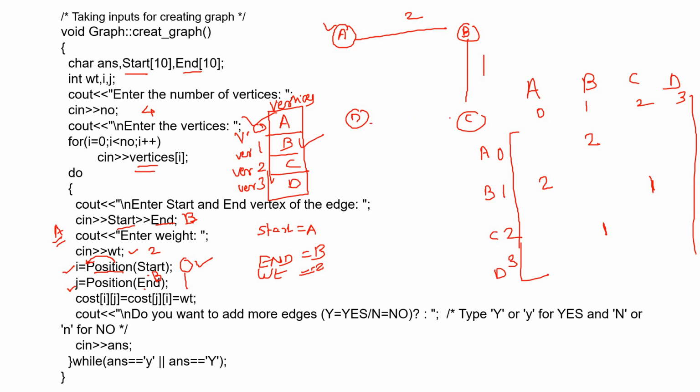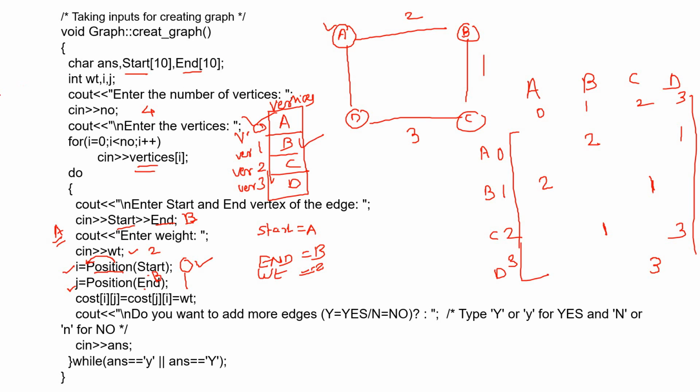Weight is the same. Next one is D to C. Let's say the weight is equal to 3. So C to D is equal to 3, and in the same way D to C is equal to 3. Okay. Now next, let's say an edge from A to D is there. So A to D is equal to 1. Let's say 1 is there, for example.